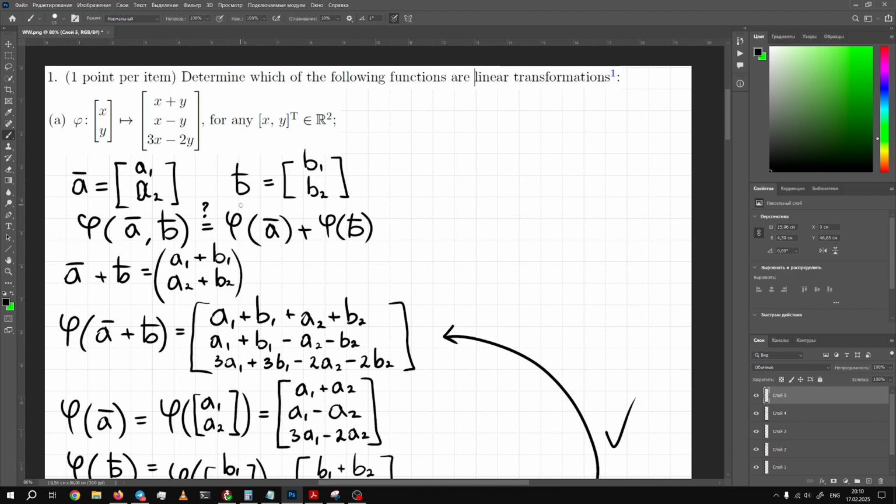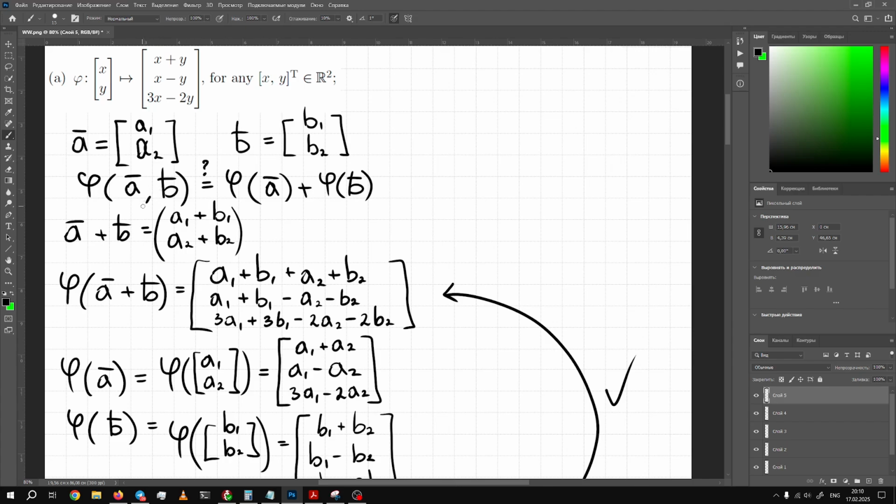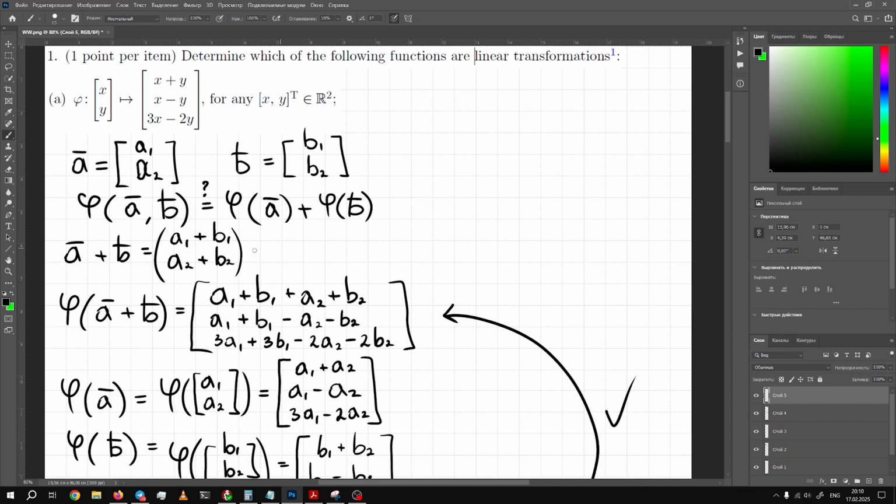So we can take two random vectors, say vector A, which equals A1, A2, and vector B, B1, B2. And it's from two dimensions, of course, not space, dimension, two-dimension. So phi of these two vectors, is it the sum of the two vectors individually? Let's check if it's true. It's our first criterion for linear transformations.